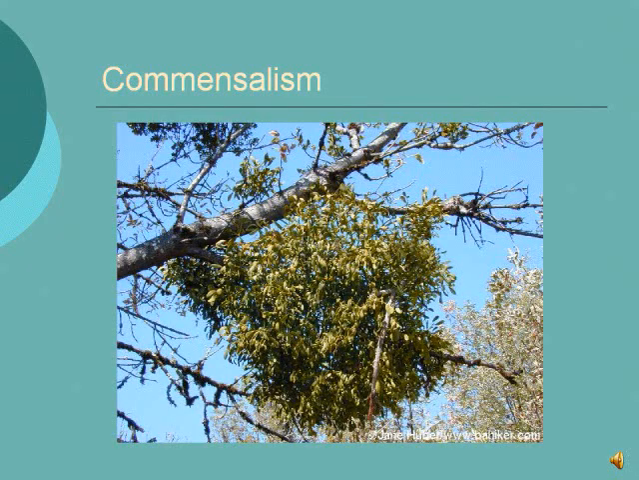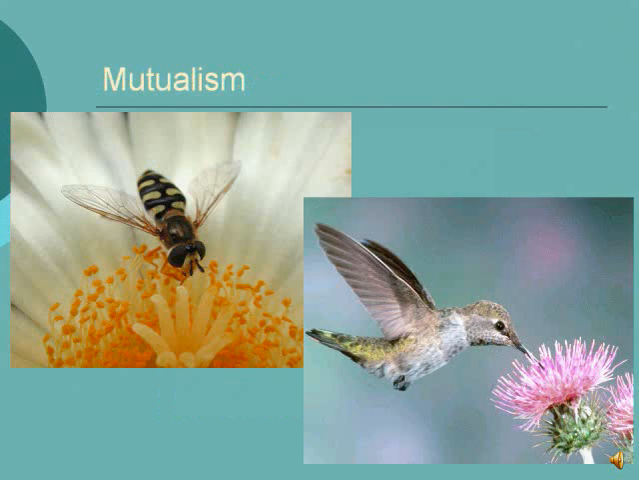Commensalism is our next type of symbiotic relationship that we're going to talk about. If you don't know what this is up in the tree, this is called mistletoe. Mistletoe is actually an organism that feeds off of the tree. Well, it doesn't feed off the tree, but it uses the tree to help it get its nourishment. So the tree is not harmed. It's not going to kill the tree, but the mistletoe is definitely benefited. So commensalism, one organism is benefited. One organism is not benefited, but it's also not harmed. So it's just kind of neutral. It's just kind of there. Mutualism.